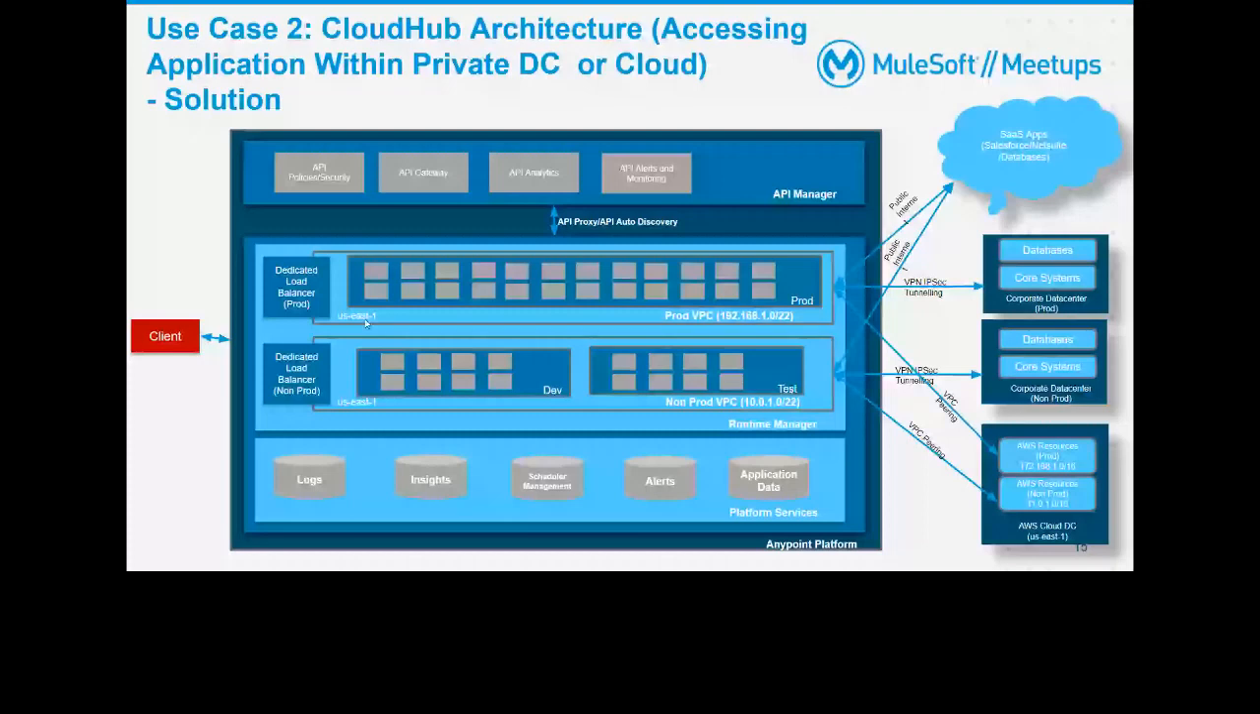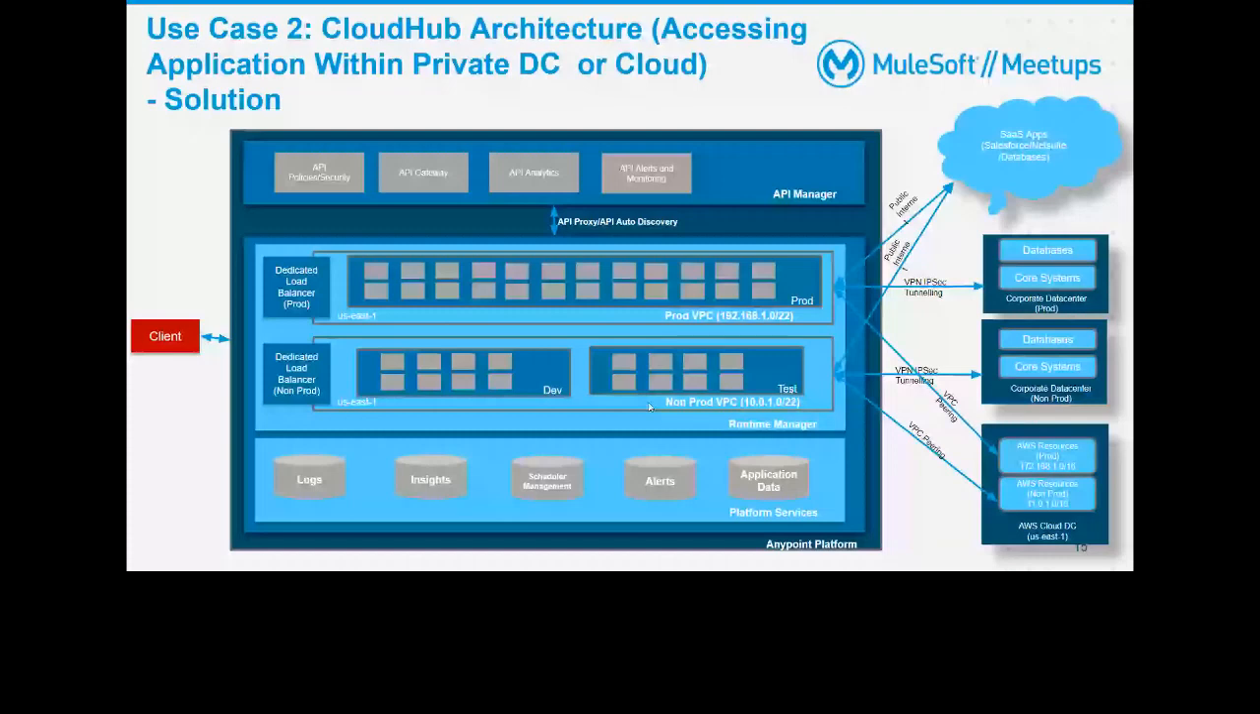Now I have done this. For connecting AWS resources, I will enable the VPC peering. You don't have an option to create a VPC peering in the Anypoint Platform. You have to raise a ticket with MuleSoft, and MuleSoft will do it for you. Then, for the second option, I have to connect a corporate data center. For that, I will use the VPN IPsec tunneling.